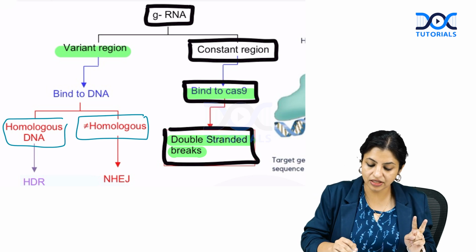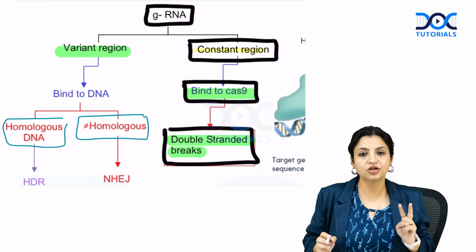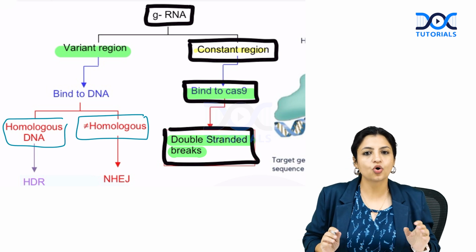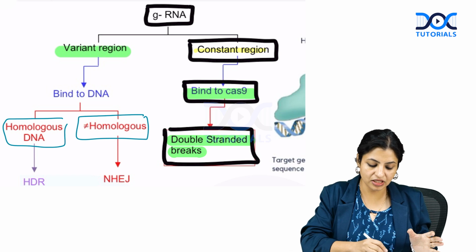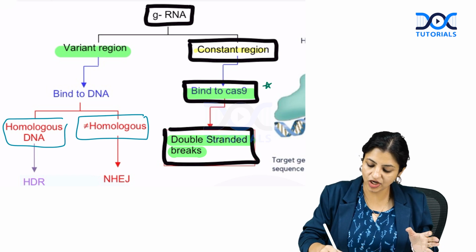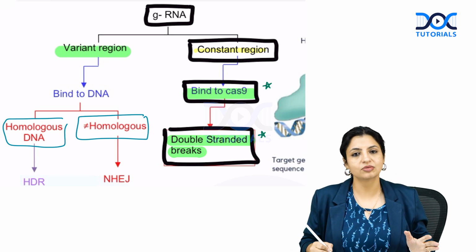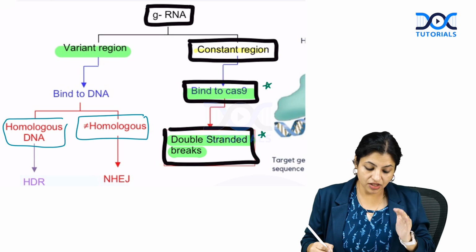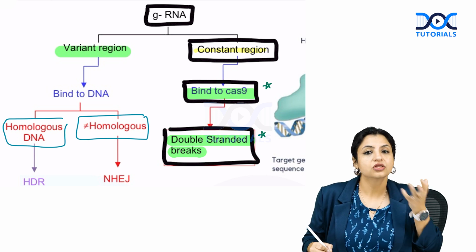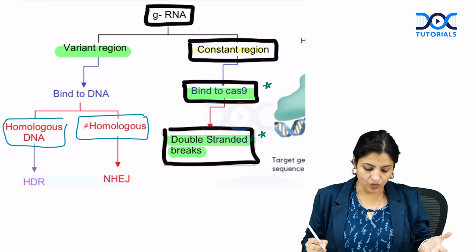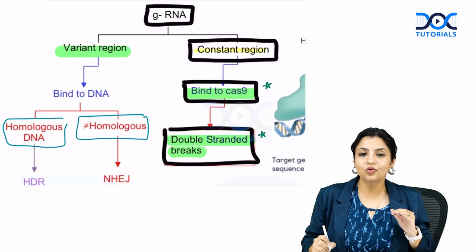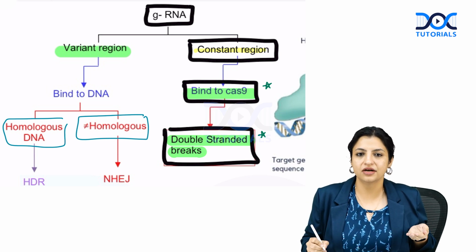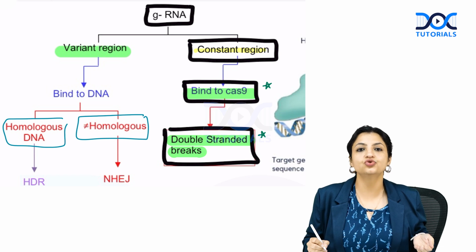One is called the constant region, the other is called the variable region. The constant region you can't change. It will work just like in bacteria. That means it has to bind with Cas9 and it will cause double-stranded breaks. But then we have a variable region. This variable region is the one which we introduce, so that we can add the new genes.